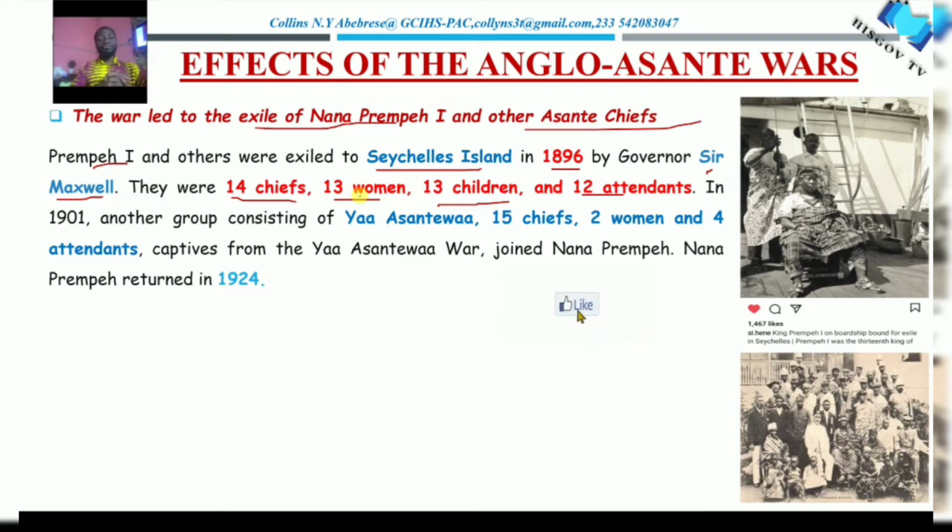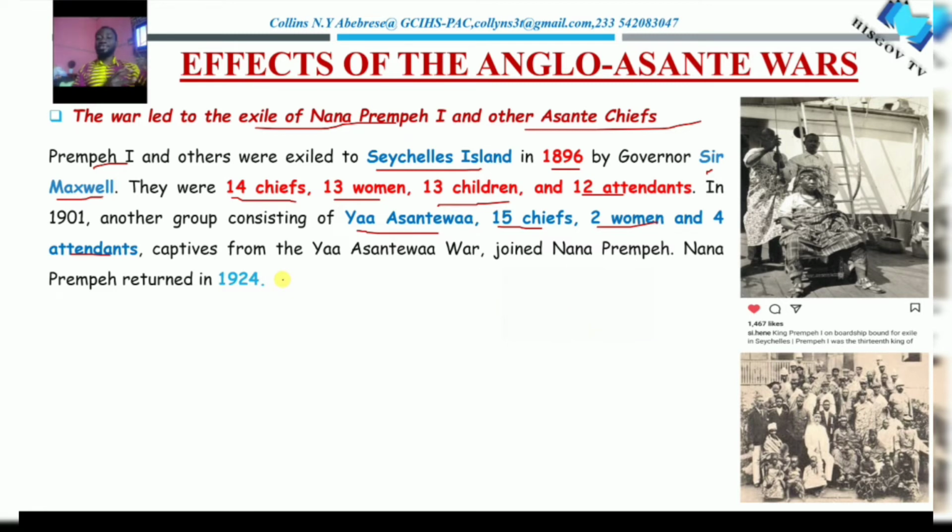And in 1901, after the Asantewa War, because of the partition, the British were leaving no stone unturned. So in 1901, after the Asantewa War in 1900, another group of Ashanti people were also sent to the Seychelles Island, namely Yaa Asantewaa, who was the queen mother of Ejisu, my place, and then also 15 chiefs, 2 women, and 4 attendants, who were captured and sent to join Nana Prempeh.